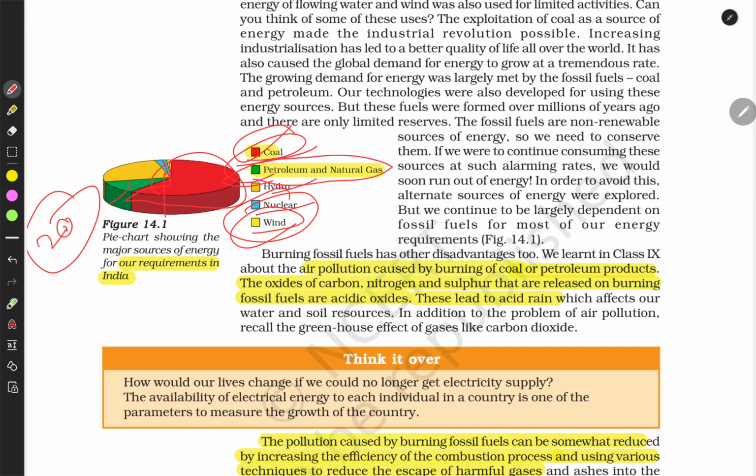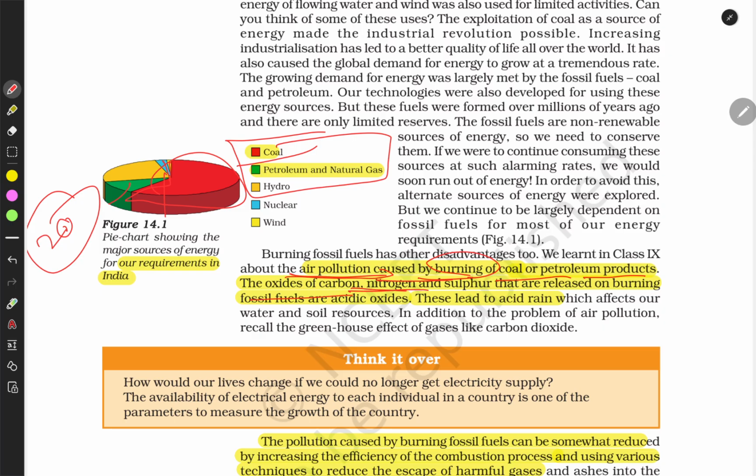And also, burning coal and petroleum causes some environmental pollution, like air pollution caused by burning coal or petroleum products. And the oxides of carbon, nitrogen, and sulfur that are released on burning fossil fuels are acidic oxides and lead to acid rain.